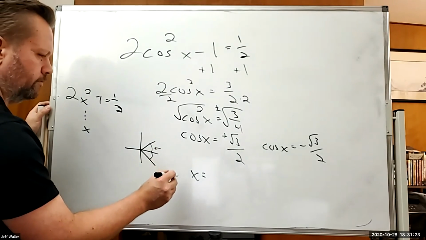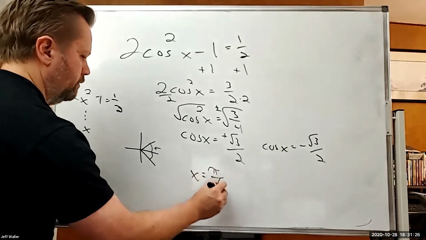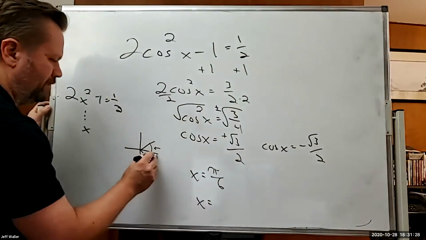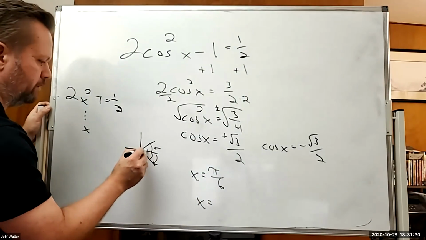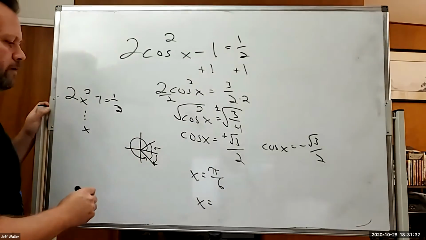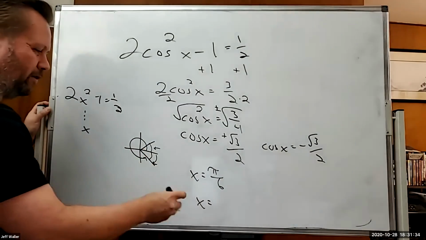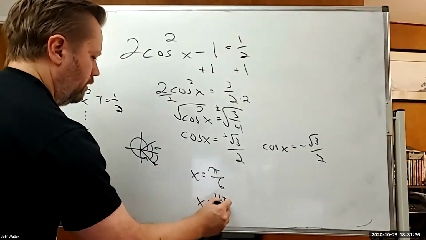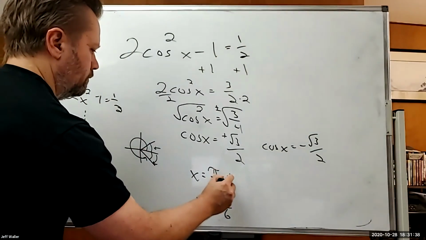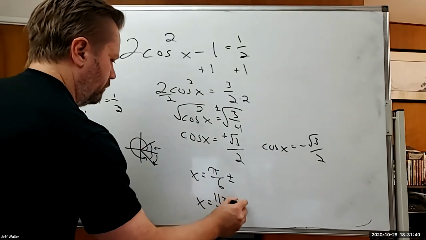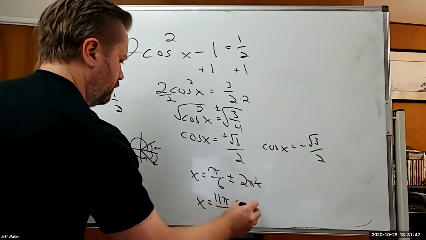Is it pi over 6? Good, pi over 6. And then this one, technically you're right if you put negative pi over 6, but let's just get the positive part. So again, we saw this earlier. This is going to be 11 pi over 6. I'm just going to start writing it like the book. I don't want you guys to freak out too much about it.